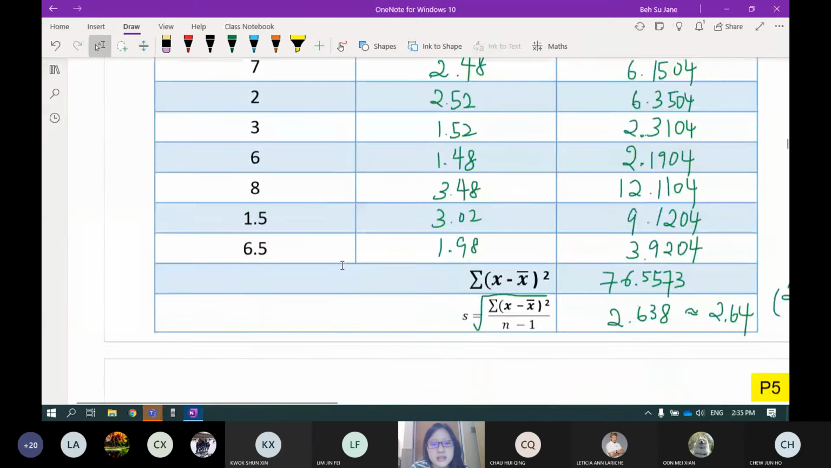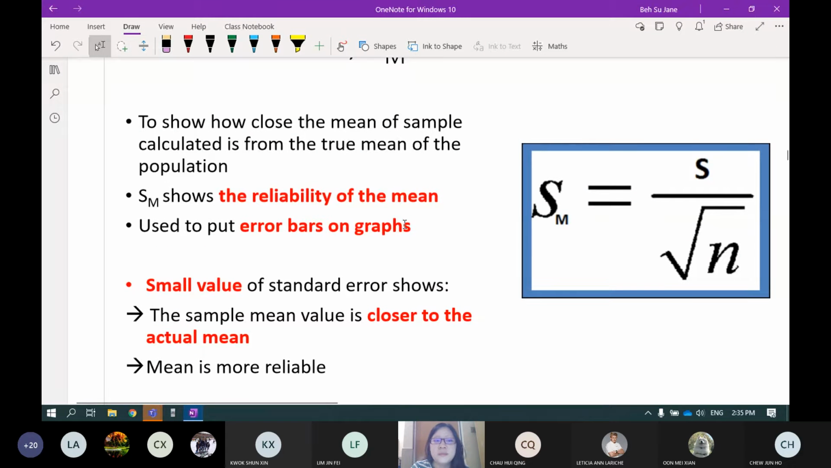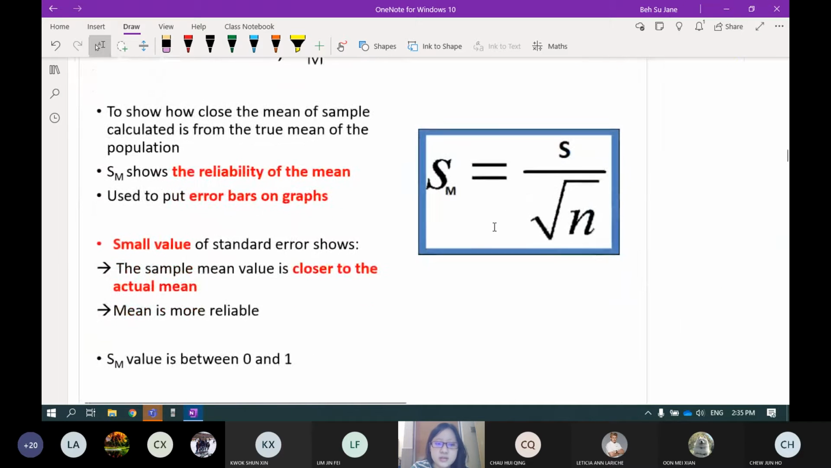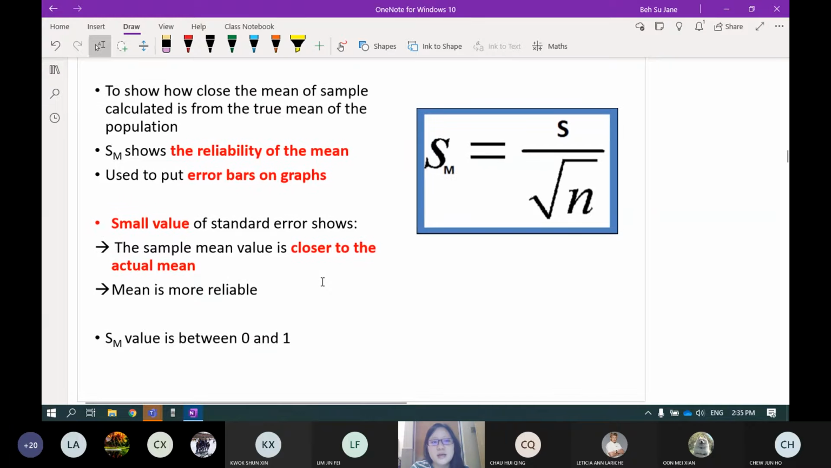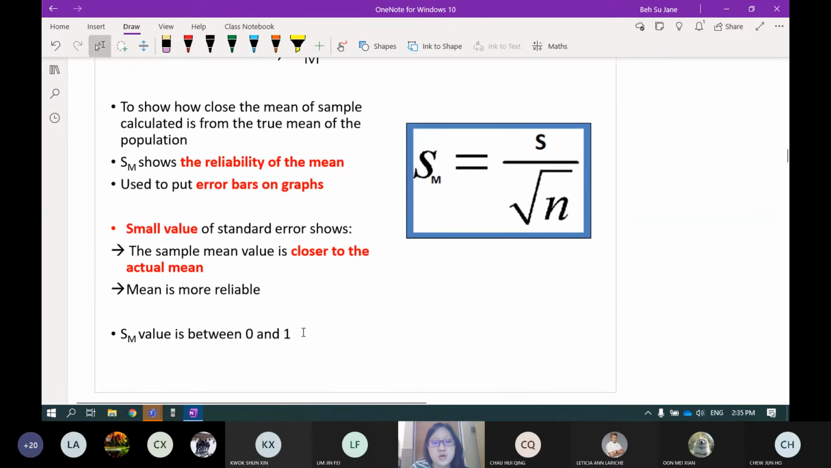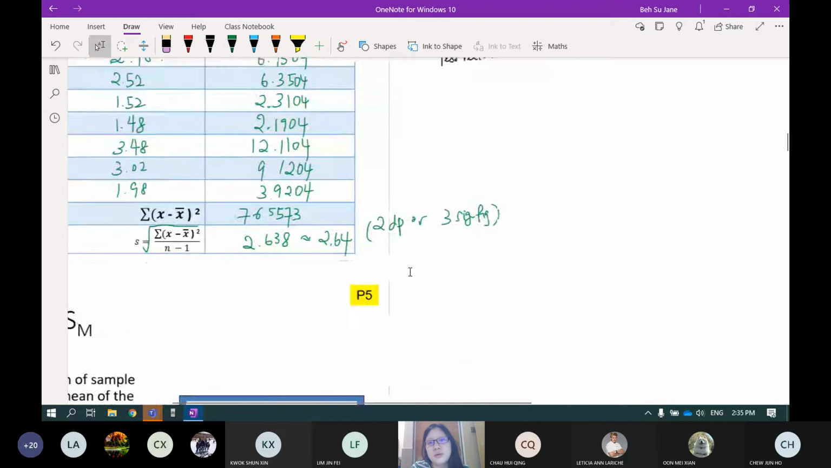It basically tests for the reliability of the mean. Later on, we use it to put error bars on graphs as well. If it is a small value, just like standard deviation, it shows that the sample mean is close to the actual mean and the mean is more reliable. So the smaller the value, the better. Standard error is always between 0 and 1. If your value is above 1 or below 0, a negative number, then you definitely know something is wrong.